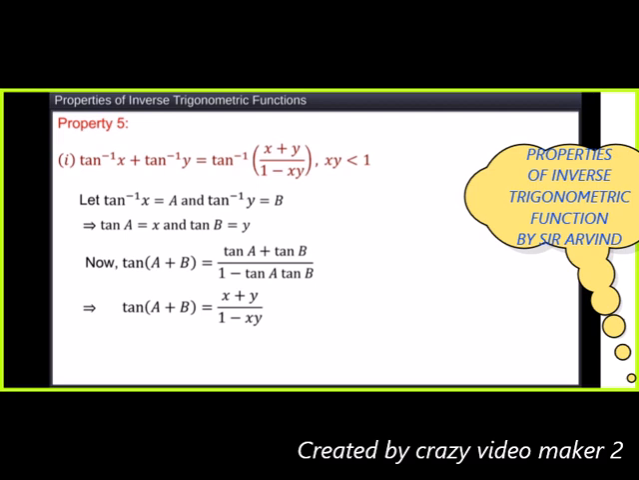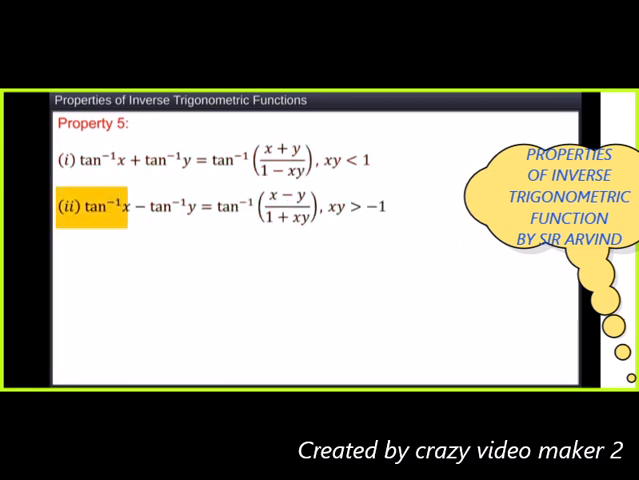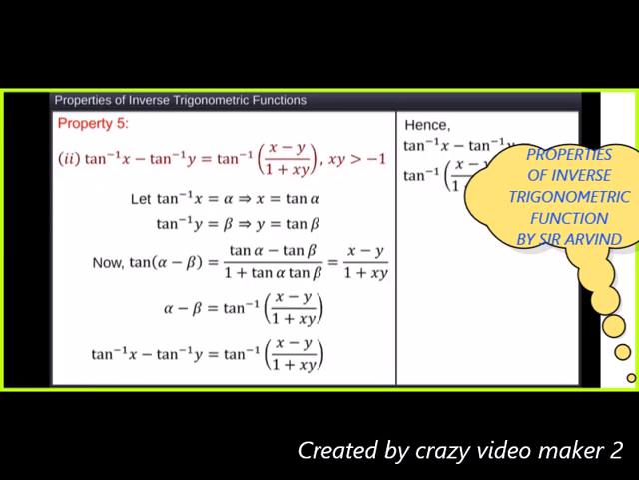Take tan on opposite side, or you can apply tan inverse both sides. Same thing. Let us apply tan inverse both sides, and it gives you tan inverse of x plus y upon 1 minus xy is equal to a plus b. And now recall what is a and what is b. A is tan inverse x and b is tan inverse y. So we get tan inverse x plus tan inverse y is equal to tan inverse x plus y upon 1 minus xy. The other property can be used the same way, and the same formula we have to apply, tan a minus b now.